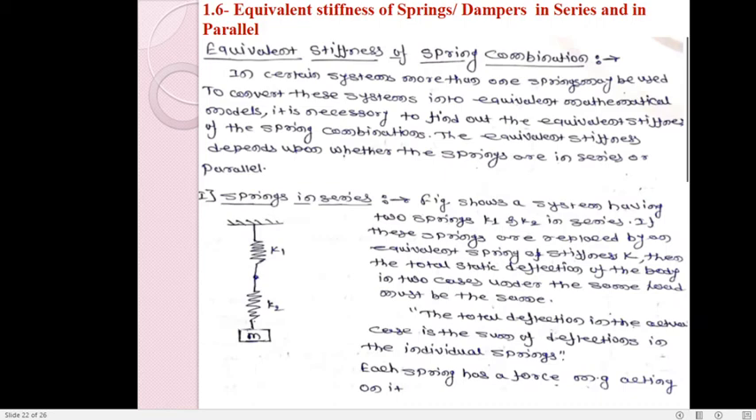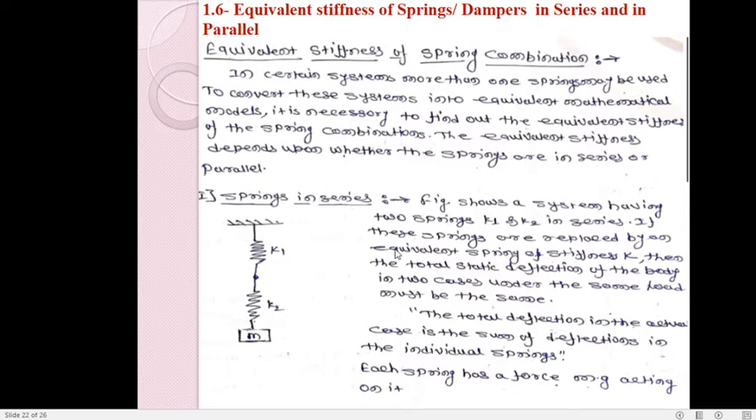In this figure, you can observe there are two springs. These springs have stiffnesses K1 and K2 and they are connected to a common mass where we will apply the force. The figure shows a system having two springs K1 and K2 in series. If these springs are replaced by an equivalent spring of stiffness K, then the total static deflection of the body in the two cases under the same load must be the same. The total deflection in the actual case is the sum of deflections in the individual springs.